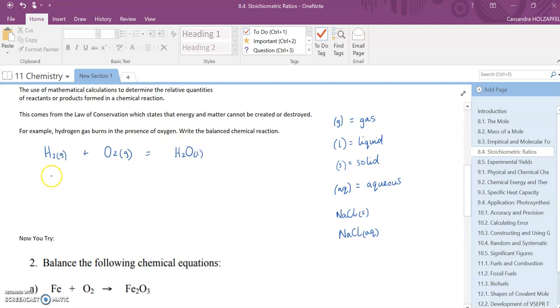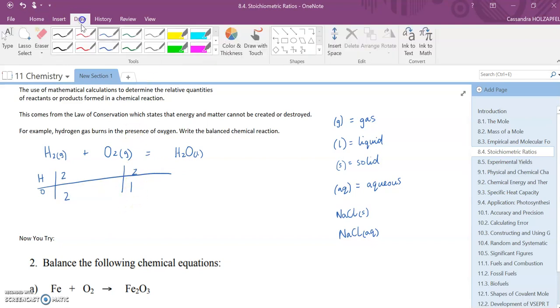Okay, so what I'm going to do is look at the numbers of hydrogen and oxygen on each side of my chemical equation. On this side of my chemical equation, I have 2 hydrogens and 2 oxygens. On this side of my equation, I have 2 hydrogens, but I only have 1 oxygen. So I'm going to double the amount of water on this side, and that's going to double all of these values here. So I now have 2 oxygens, and I now have 4 hydrogens. So the oxygens are now balanced.